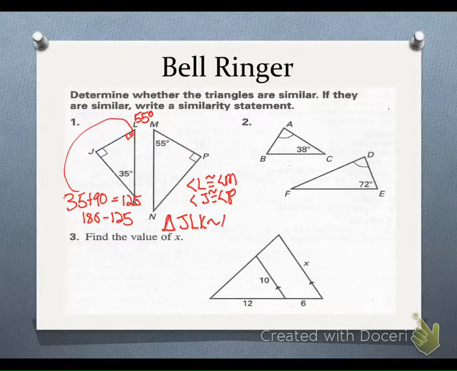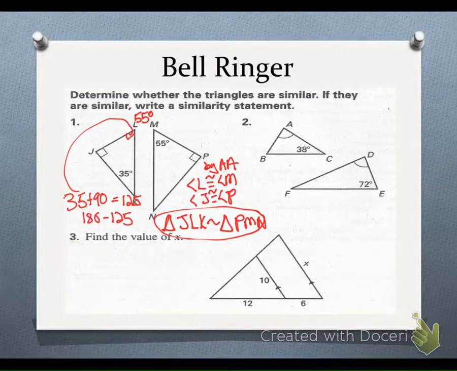is similar to triangle, and then we have to make sure that our angles match. So J corresponds and is congruent to angle P, so it goes next. L corresponds and is congruent to angle M, goes after that, and last but not least, we have N. So that is our answer for our first one. We see by AA that we know that these two triangles are similar.